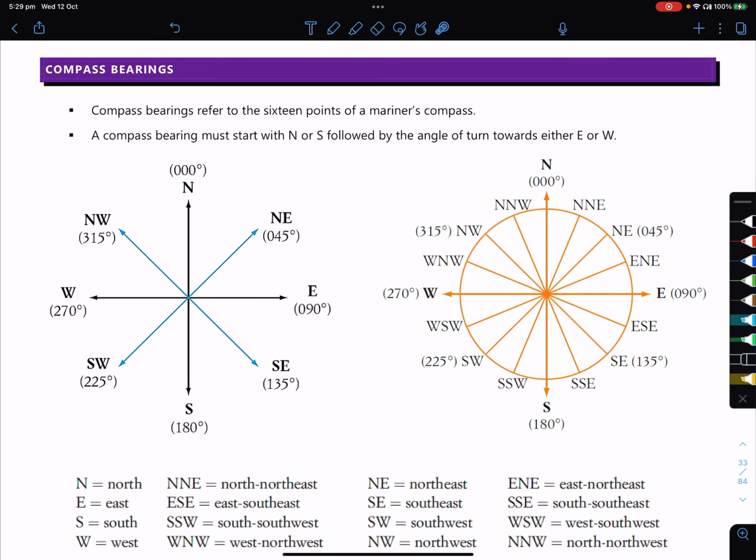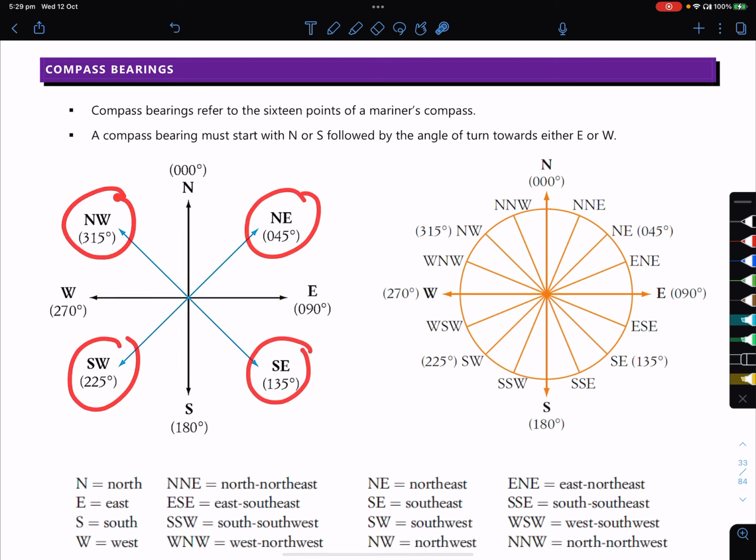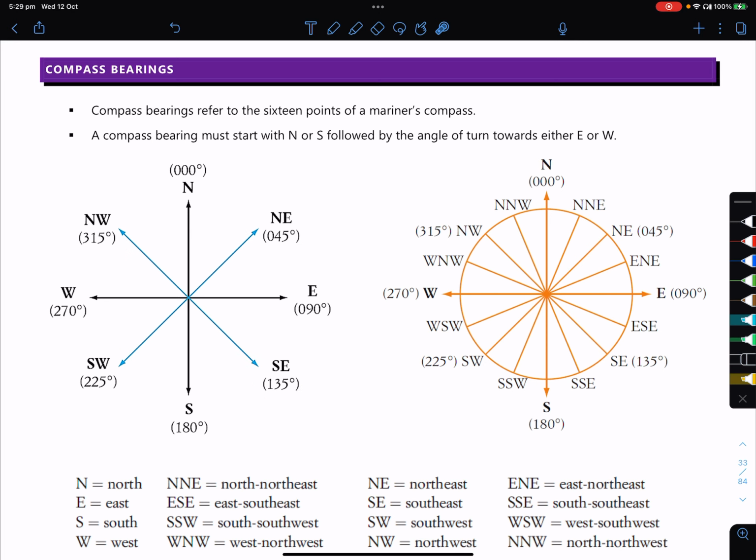So compass bearings refer to 16 points of a mariner's compass. That's this. I think all of us will be very familiar with the fact that we have north, south, east, and west, and in between them are northeast, southeast, southwest, and northwest directions. Now, in between north and northeast is what we call north of northeast. So basically you start with northeast, but it's actually going back a little bit to the northerly direction.